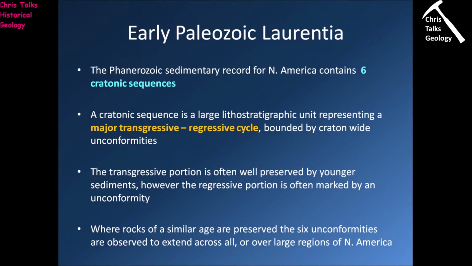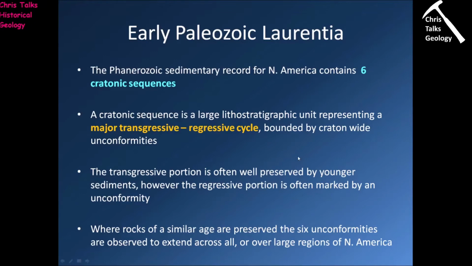So they represent a big, thick sequence of rocks produced as the oceans transgress onto the land and then as the oceans retreat. And you can pick out these cratonic sequences in the rock record because the top and the bottom of them are marked by very large unconformities, which are normally craton wide. So they would normally stretch all the way from the east coast of modern day North America all the way over to the west coast.